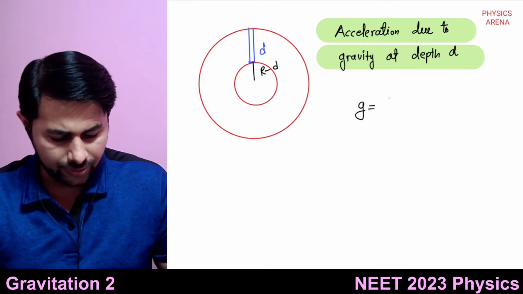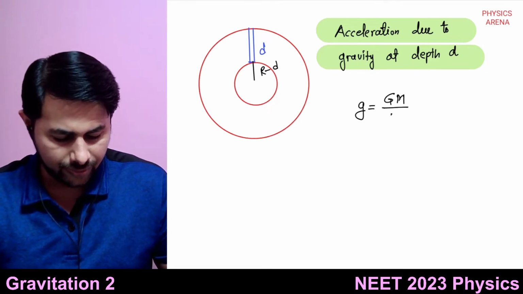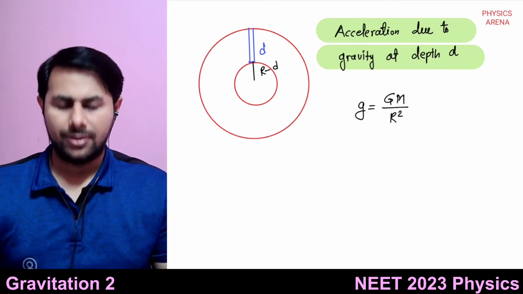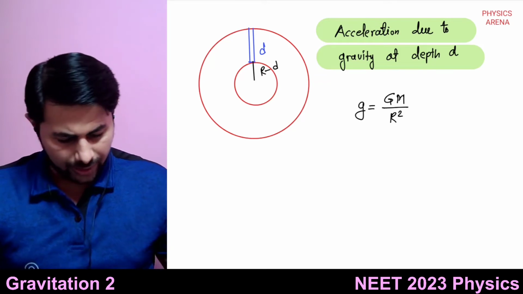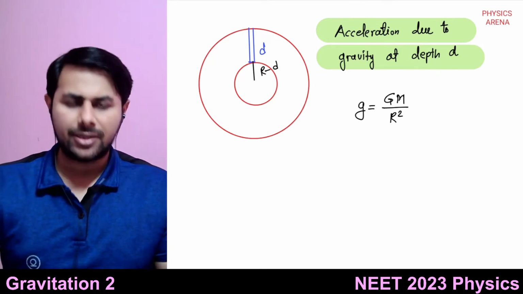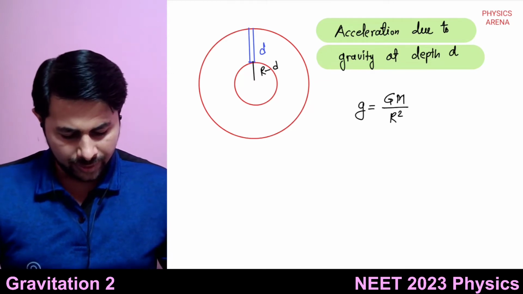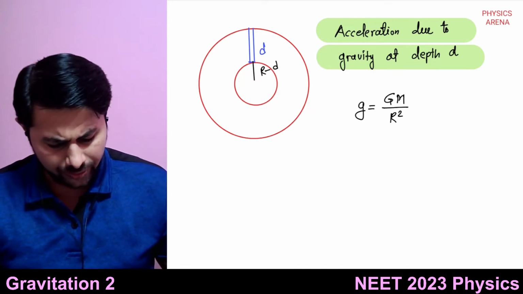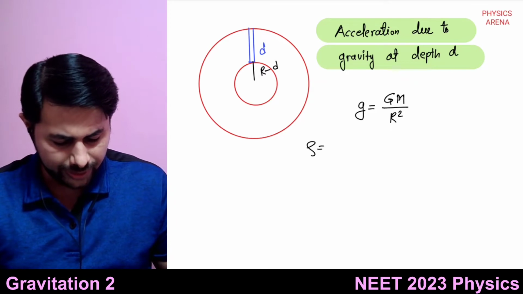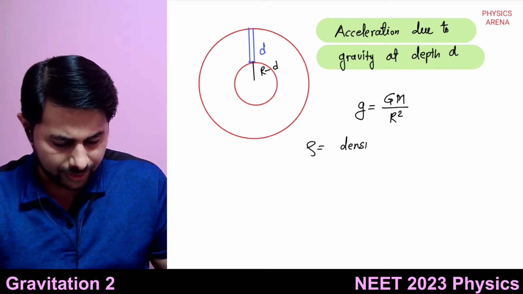Now see, what is the formula for acceleration due to gravity? g is equal to GM over r squared, right? Now the mass can be written in terms of density and volume. So we know, let's suppose rho is the density of earth.